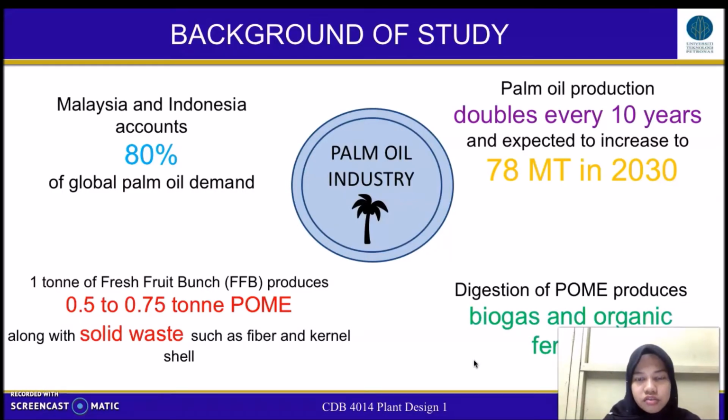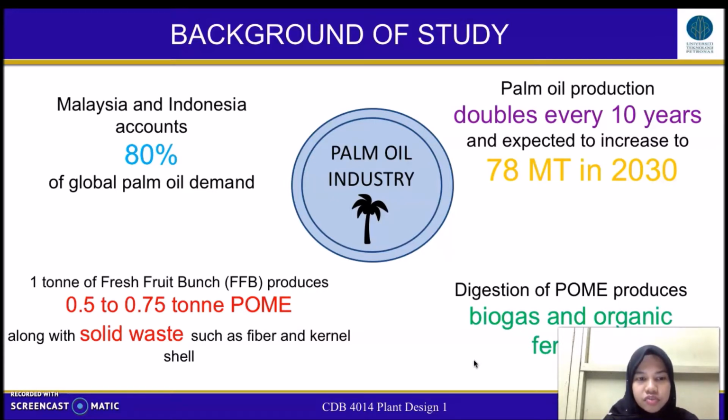The basis of this study is the palm oil industry. The palm oil industry is one of the largest in Southeast Asia, where Malaysia and Indonesia account for 80% of the global palm oil demand. Palm oil production doubles every 10 years and is expected to increase to 78 metric ton in 2030. This increment is because of the increasing population, which also increases the food demand of the world. Palm oil production is a part of those demands.